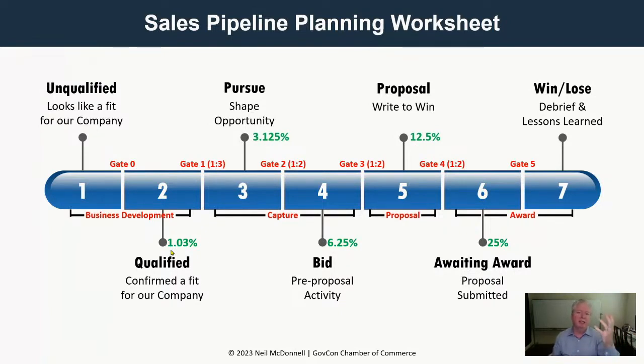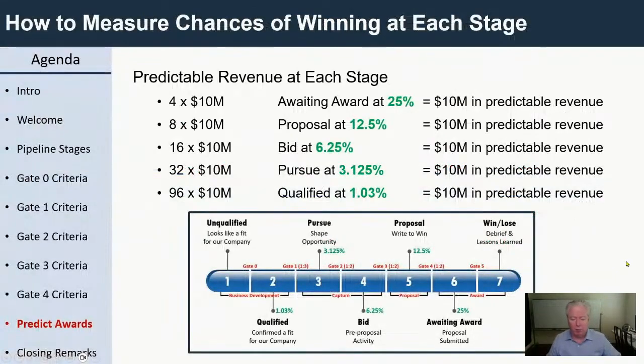If the government says this is a $100 million opportunity, but it's in pursue, then it only counts for 3%. That means it's only counting for $3 million in what I call weighted value, right? As it moves forward, it keeps increasing in the value. So let me show you one more time before I run out of time here, or one more slide.